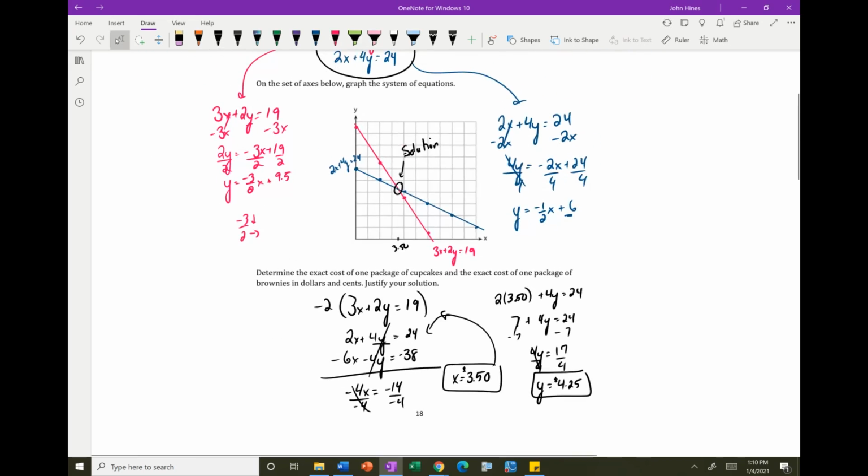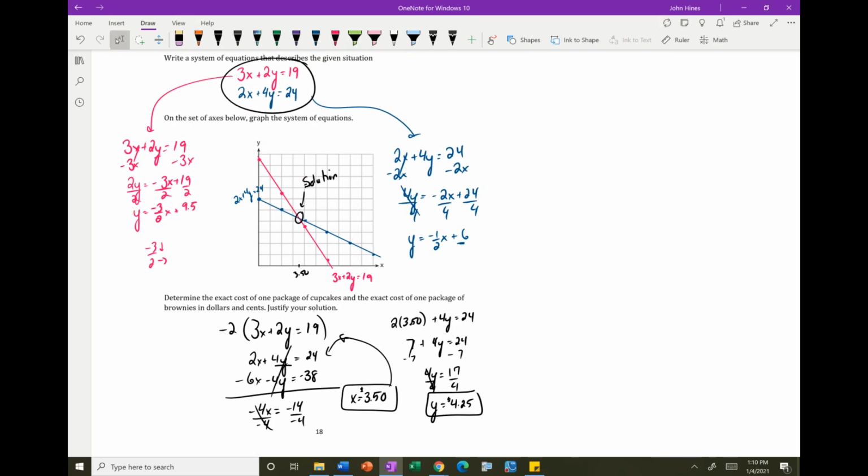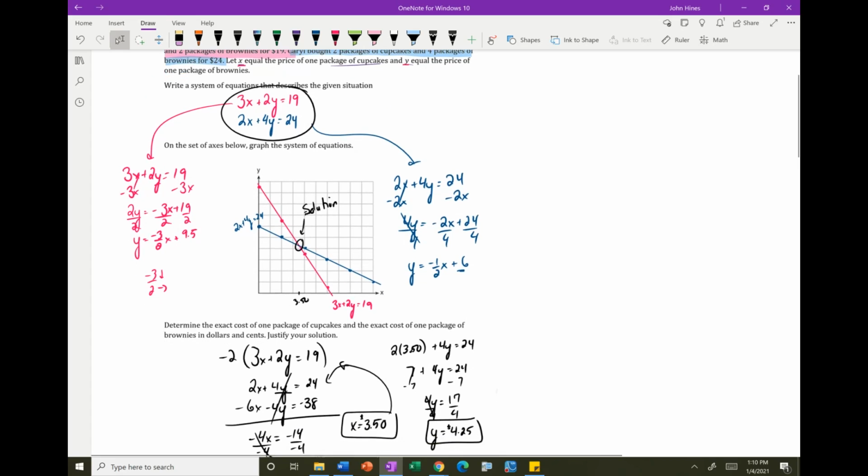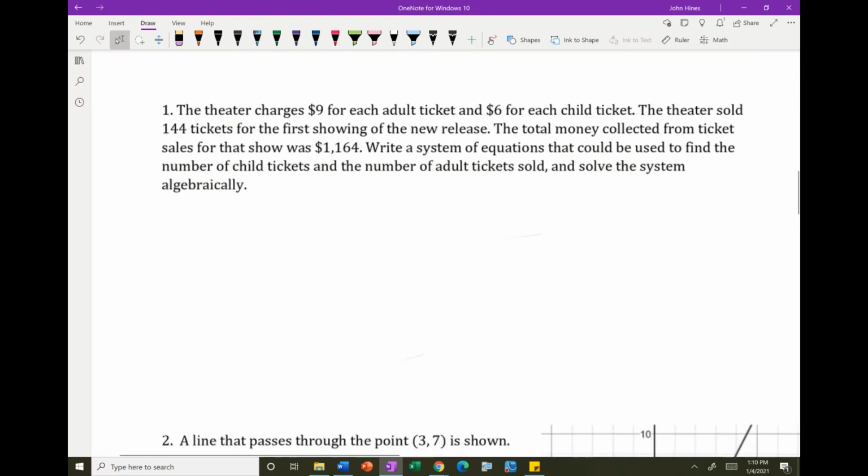So notice that solving by graphing is really a terrible way most of the time. Unless you're using your graphing calculator and can see the solution, that's what we've got. That is what we've got here. I hope they enjoyed their cupcakes and brownies and saved me one.